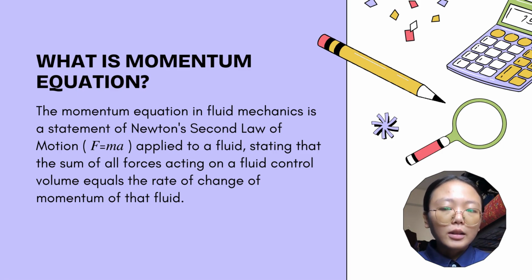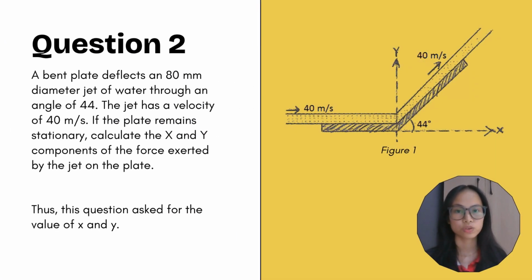The most important concept is the conservation of momentum, which is a direct application of Newton's second law, F equals mass multiplied by acceleration. For a fluid, this law is stated as the net force acting on a fluid volume is equal to the rate of change of momentum of that fluid. This means that if you want to change the fluid's velocity or direction, for example, to change its momentum, you must apply a force. For this presentation, we choose question 2.